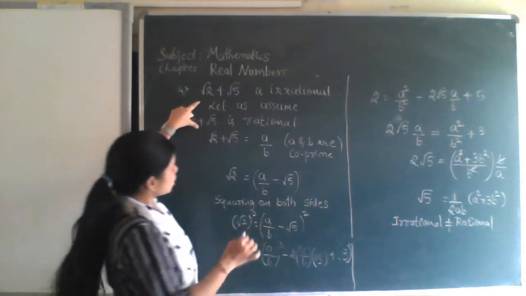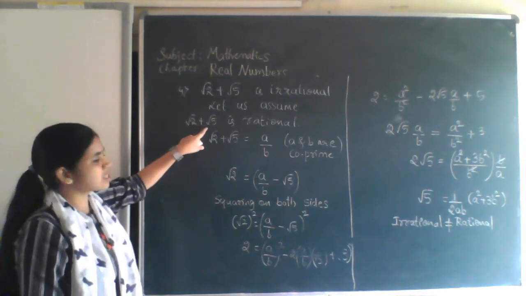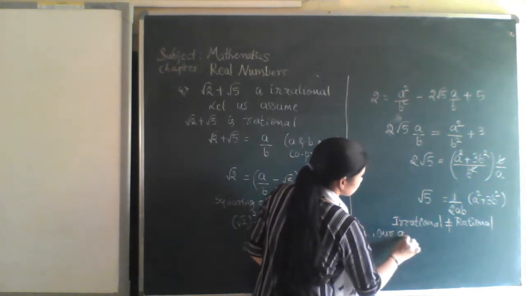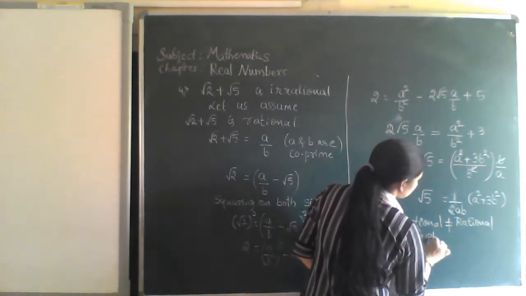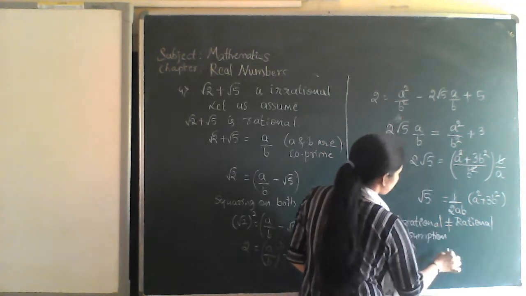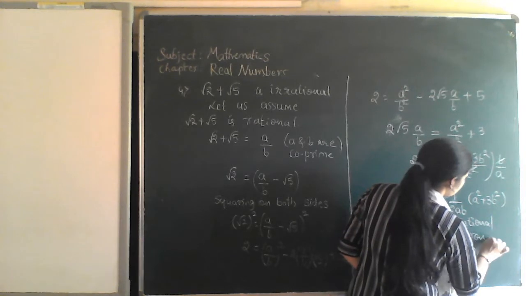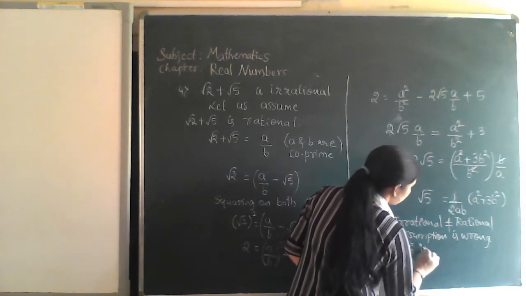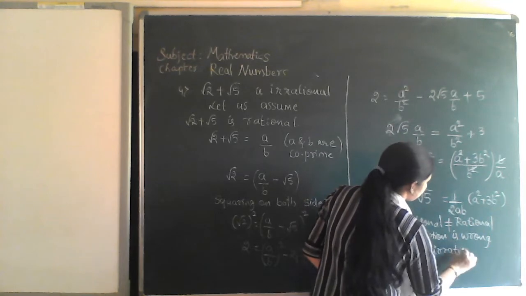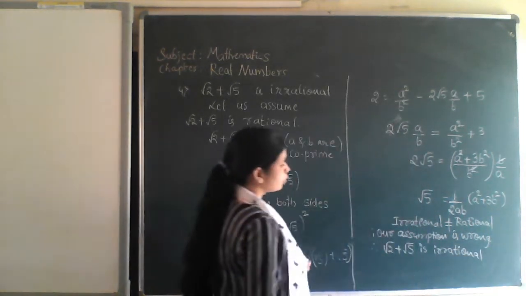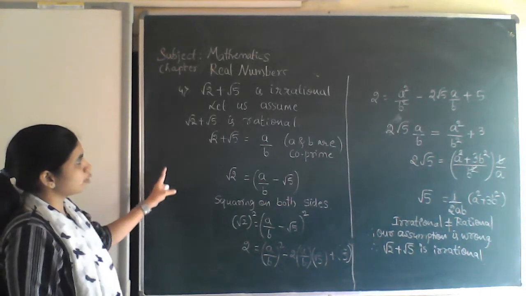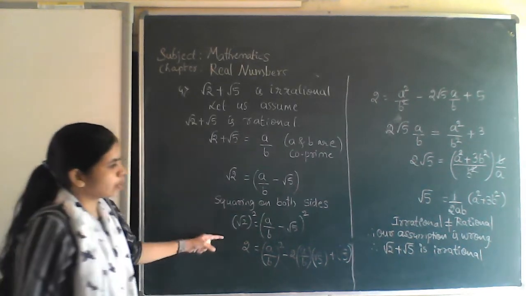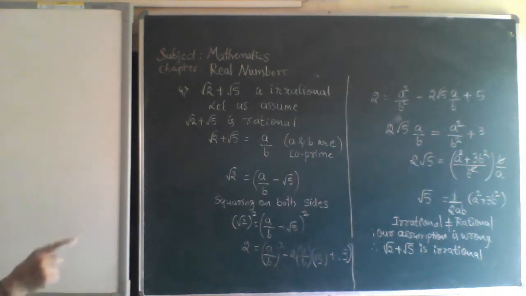Then our assumption was, what was our assumption? Root 2 plus root 5 is rational. Then our assumption is wrong. This is a contradiction. So our assumption is wrong. Root 2 plus root 5 is an irrational number. To prove any number irrational, first we have to assume that it is a rational number. Then we have to write that in the form of p by q. And we have to simplify until we get the contradiction.